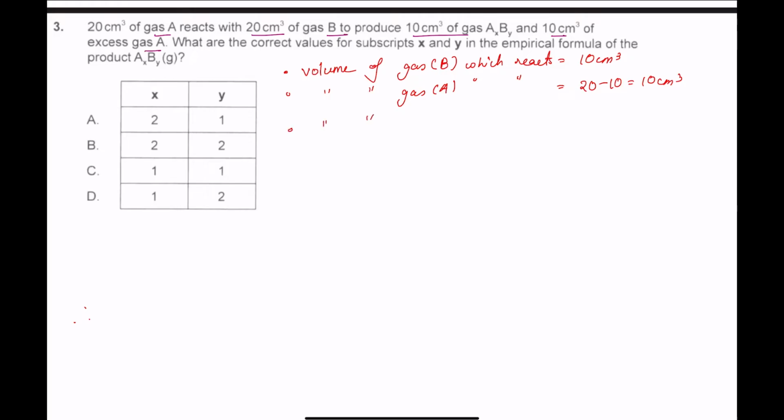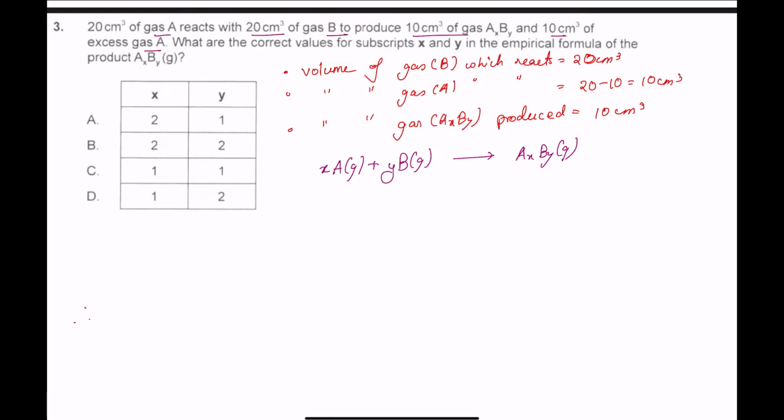And lastly, the volume of gas AXBY produced would be again 10 centimeter cube. Now we can design an equation or a reaction. A gas plus B gas, these two will react and give you AXBY gas. If I want to balance this, I have to put an X in front of A and Y in front of B. Now we can use the modified stoichiometric ratio to solve this.